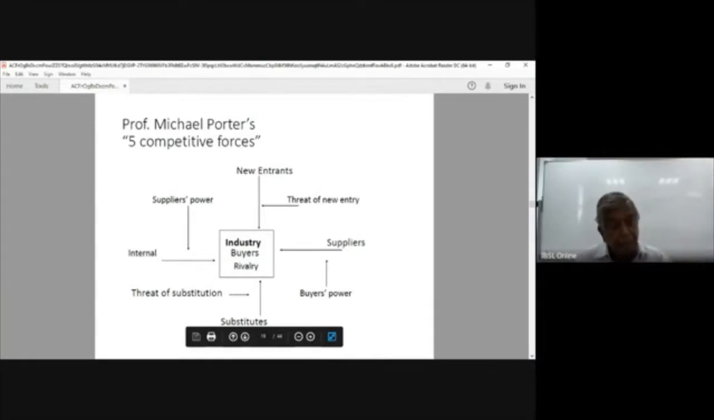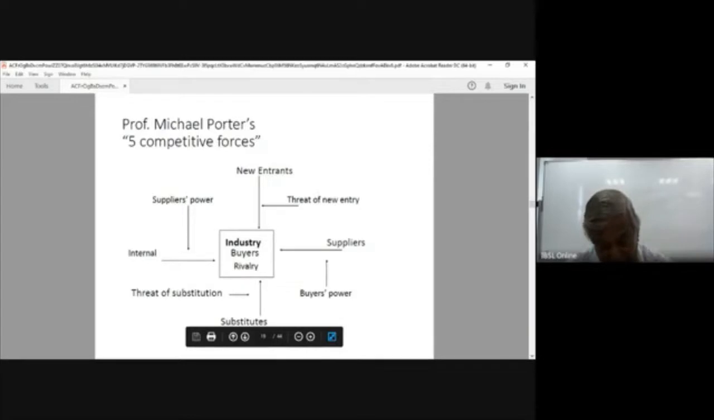Threat of substitution. Instead of this industry product, if there are substitutes that are better and low in price, people may go for that substitute. So because of that, the competition will increase. Based on those things, you analyze and decide how the competition within the industry is, whether it is low, very high, or moderate.